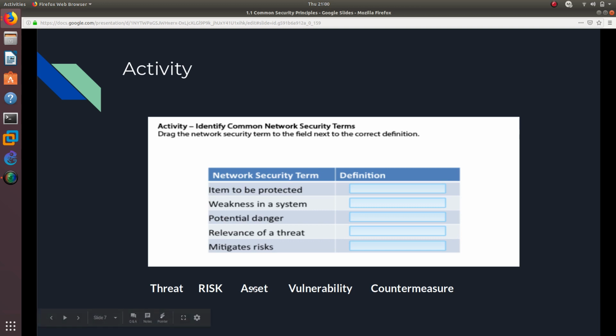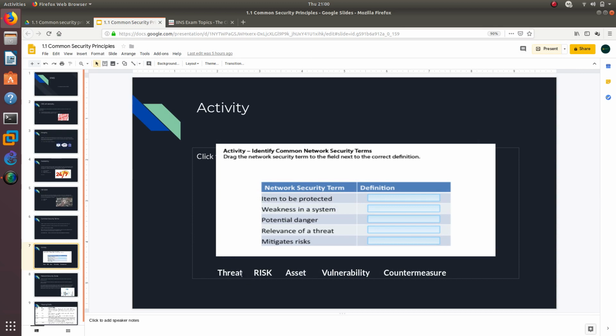What is that? It won't let me do it from here, so we have to exit. I believe the items that you want to be protected are not risks, they are assets. Let me see, weakness in your system is a vulnerability, right? So number two right here. Potential danger are risks.